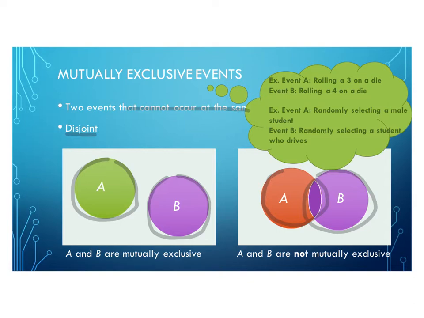If we look up at the thinking bubble, we have some other simple results. Rolling a 3 on a die and rolling a 4 on a die, right? When you roll a single die, it's not possible for you to get a face of 3 and a face of 4. So we say those events are mutually exclusive. For selecting a male student and randomly selecting a student who drives, we would say that is not mutually exclusive because you can be a male driver.